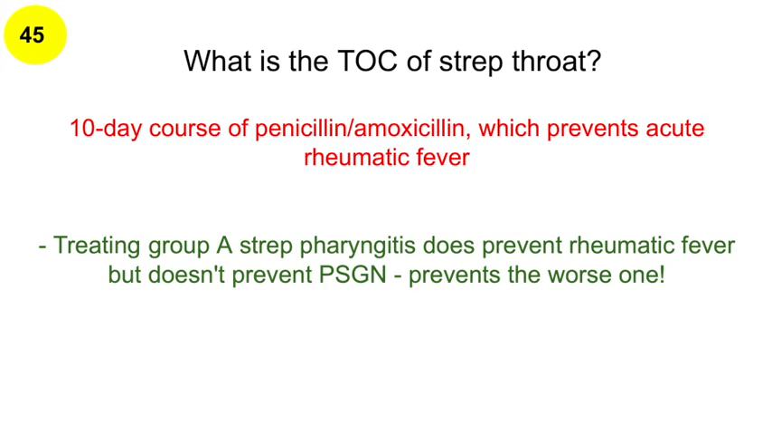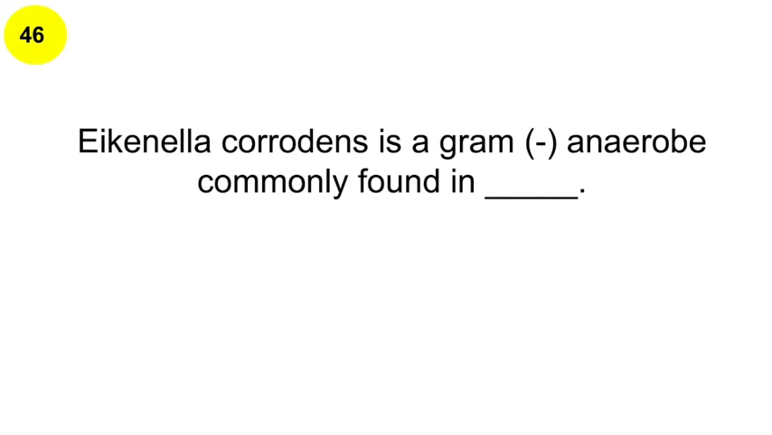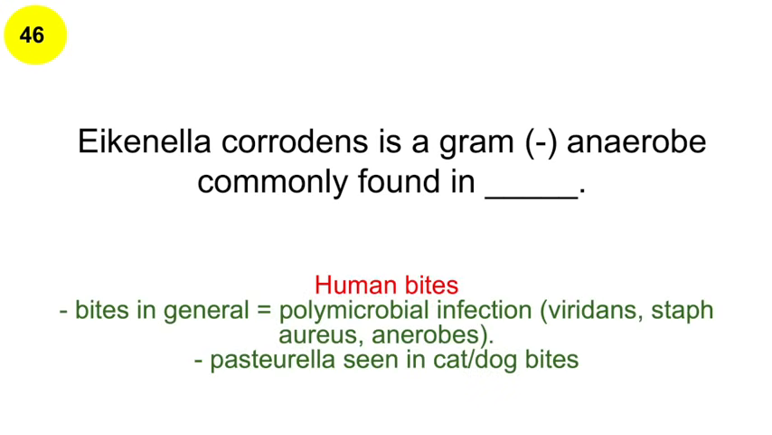Eikenella is a gram-negative anaerobe commonly found in what situation, or when would patients be infected with this organism? Human bites. So human bites in general are polymicrobial in nature. You can be infected with organisms such as viridans strep, Staph aureus, and various anaerobes when you're bitten by a human. However, if you see that the patient is infected with an organism such as Pasteurella, then you want to consider a cat or dog bite.